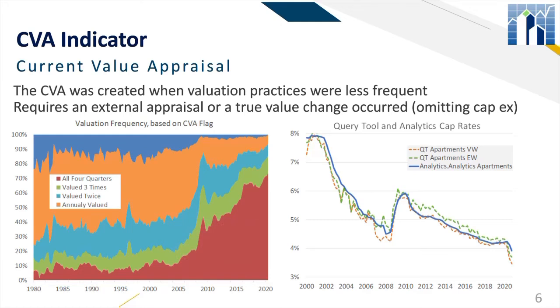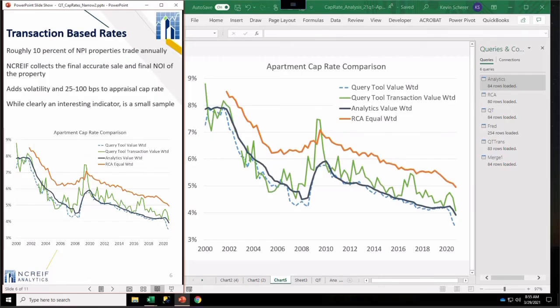NCREIF Analytics uses a seasonally adjusted annual methodology versus the appraisal cap rates template, which is quarterly. By using a longer NOI frequency than a single quarter, the seasonally adjusted annual method dampens the noise in the quarterly CVA cap rate.